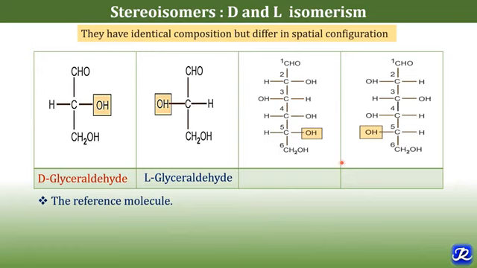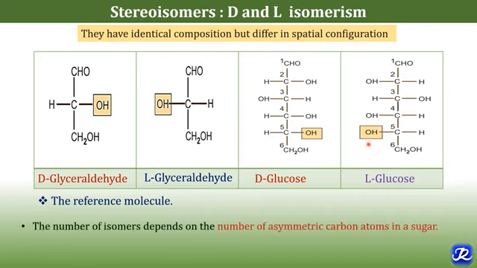This is the structure of glucose. Here the reference carbon atom is carbon number 5, and here the hydroxyl group is present on the right side, it is D-glucose, and here the hydroxyl group is present on the left side, so it is L-glucose. And the number of isomers depends on the number of asymmetric carbon atoms present in the sugar. And the D and L isomers are mirror images of each other, and these two forms are also called as enantiomers.